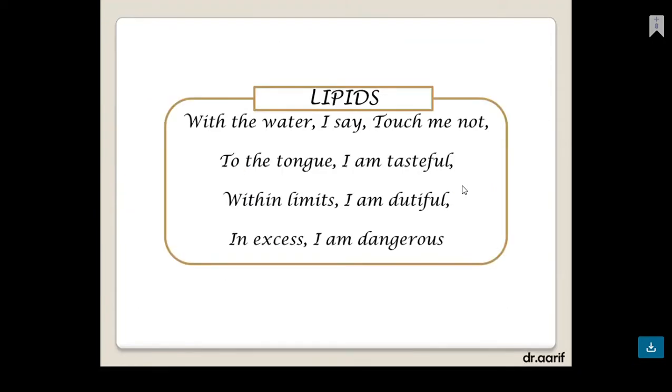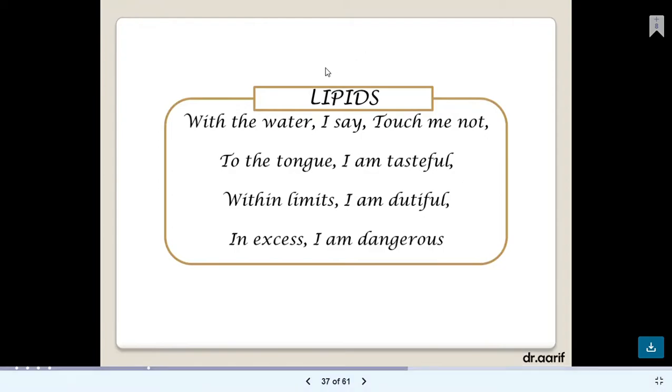And then let's go to the lipids. With the water, I say, touch me not. To the tongue, I'm tasteful. Within limits, I'm beautiful. In excess, I'm dangerous. That is just a riddle. So that means the answer is lipids.